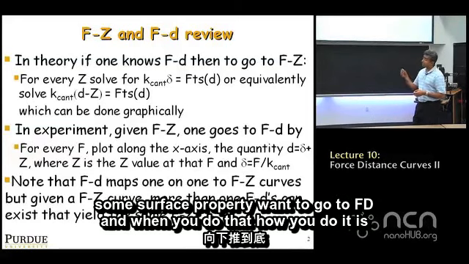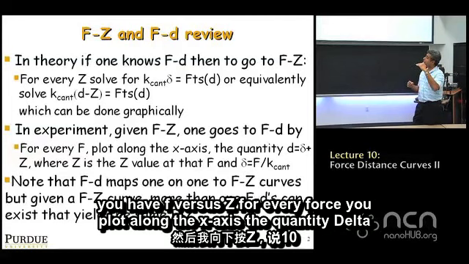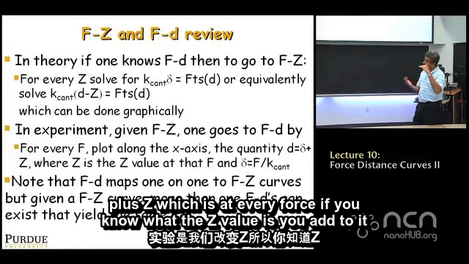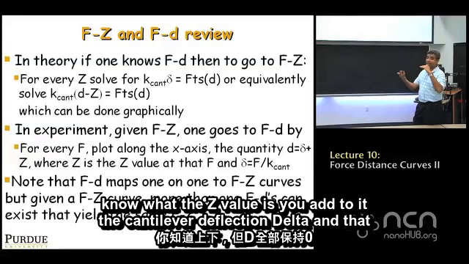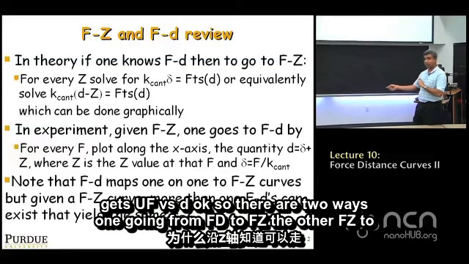And when you do that, how you do it is, you have F versus Z. For every force, you plot along the x-axis the quantity delta plus Z, which is, at every force, if you know what the Z value is, you add to it the cantilever deflection delta, and that gets you F versus D. Okay? So there are two ways, one going from FD to FZ, the other FZ to FD.